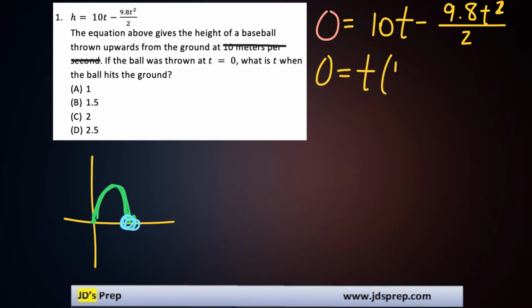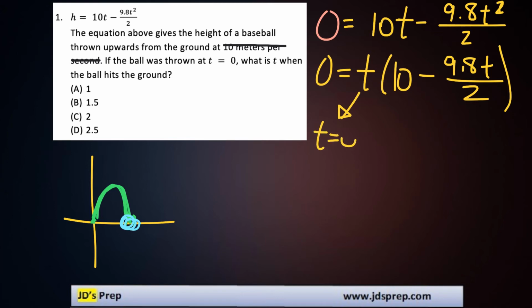We would then have t and then brackets 10 minus 9.8t squared. Oh, sorry, not t squared anymore. It would just be t over 2. Now, separating these, we would get that one factor is a t value of 0, which we already knew. And now we need to set this equal to 0 and solve.